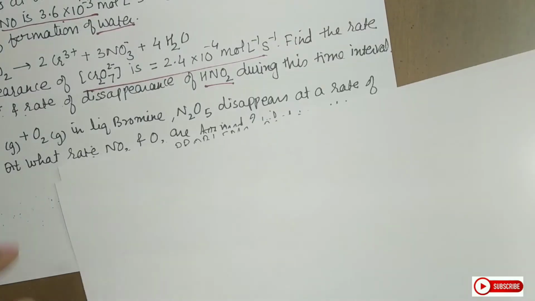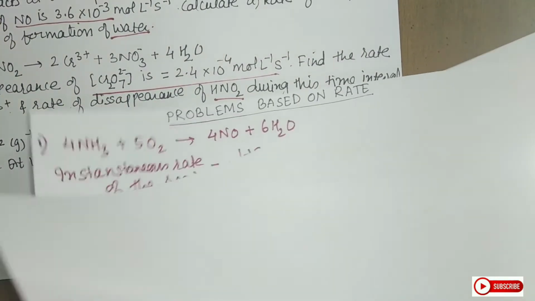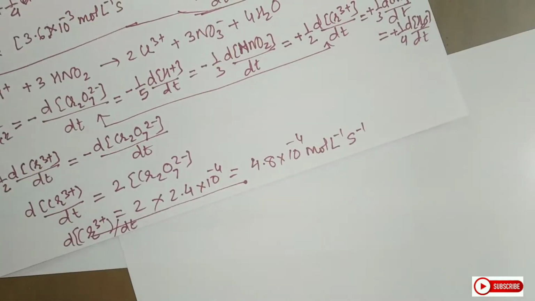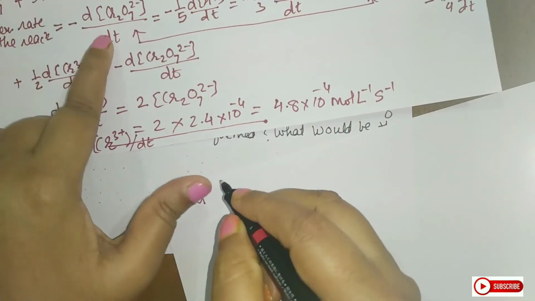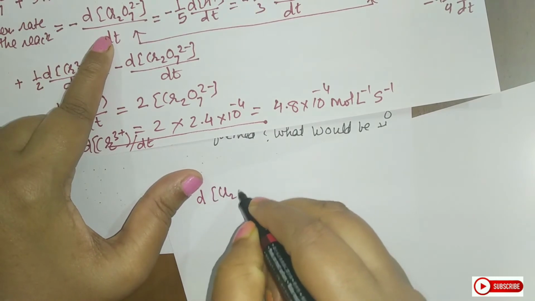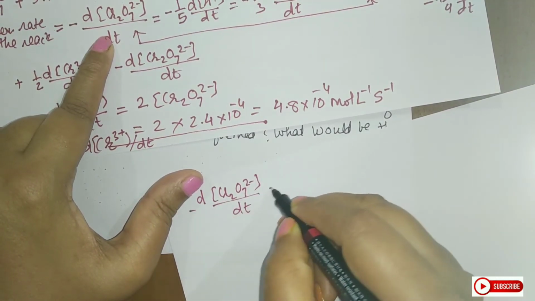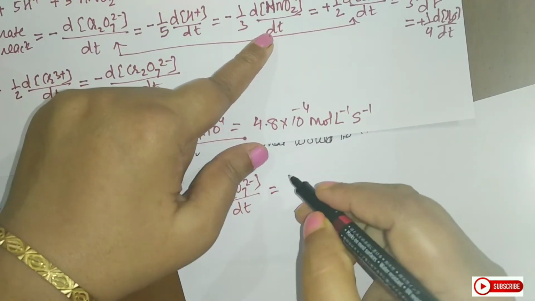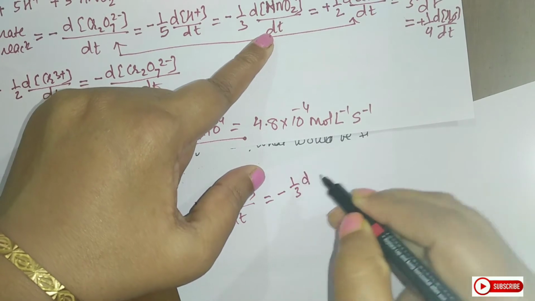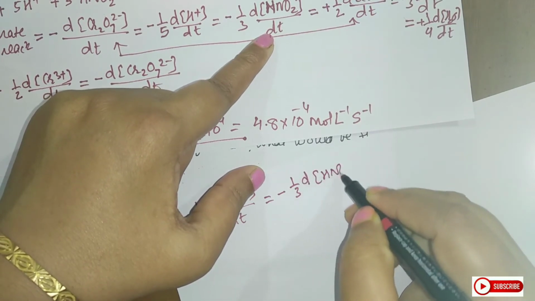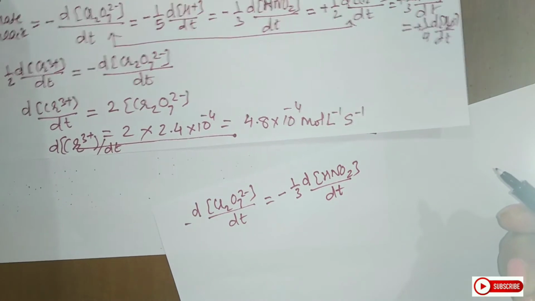So here I will correlate now the dichromate ion concentration to this. So let us take help of the equation. Here I will write d of dichromate, Cr2O7 2 minus, by dt is equal to, I will correlate with this. So it will be minus 1 upon 3 d HNO2 by dt. So let us rearrange this.